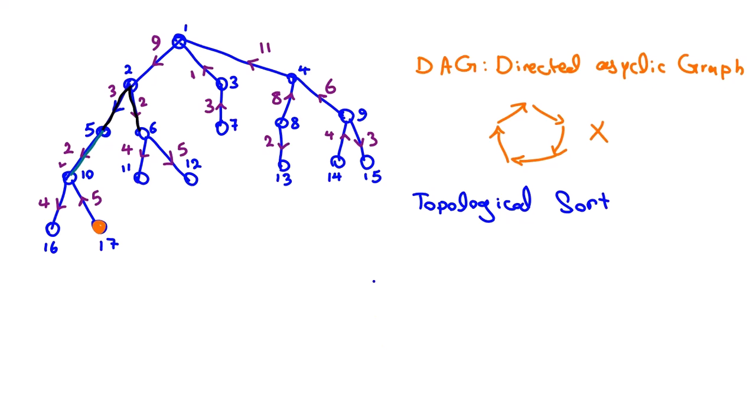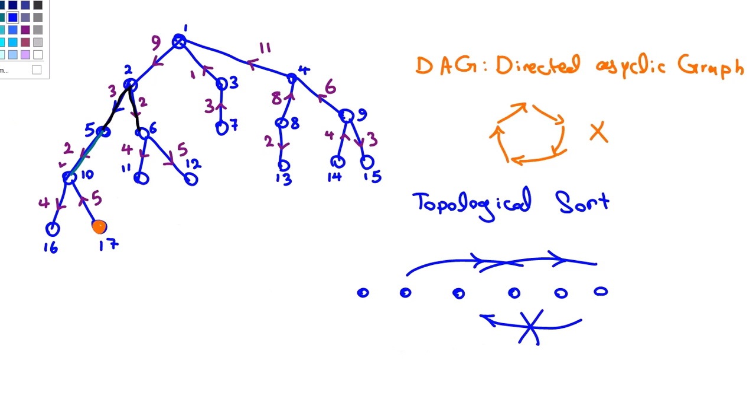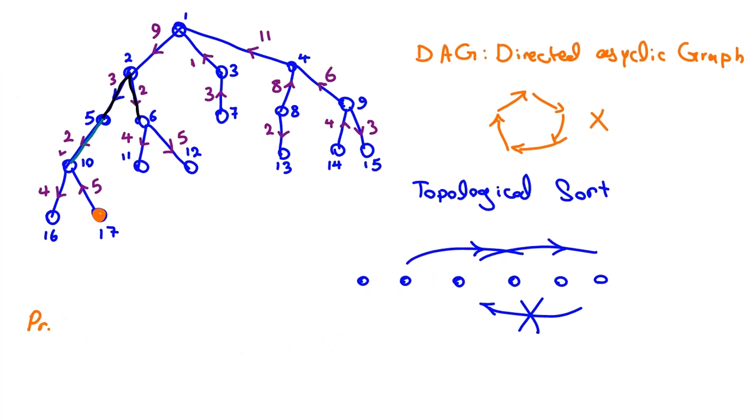It means that you can consider vertices in an order such that all directions are from left to right. Okay, we don't have any direction like this. And how can we prove this? Let me tell you the proof: there exists an order in which all directions are from left to right.